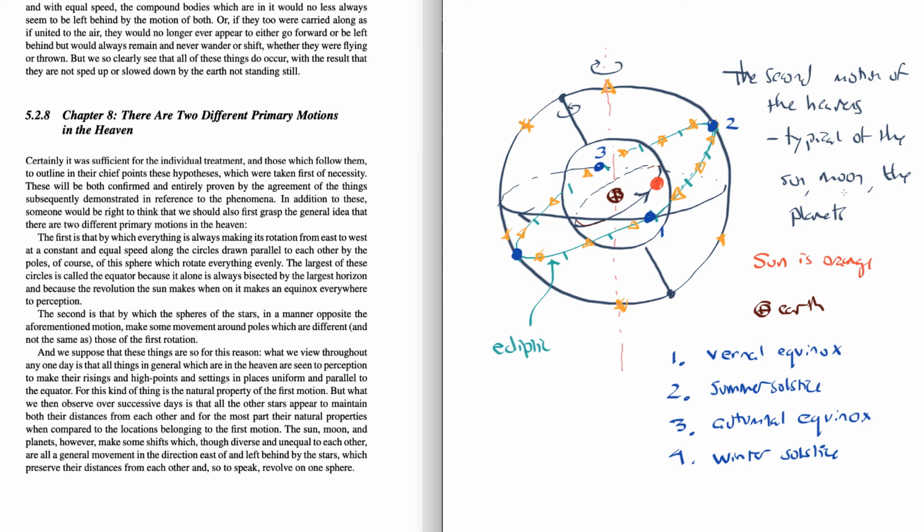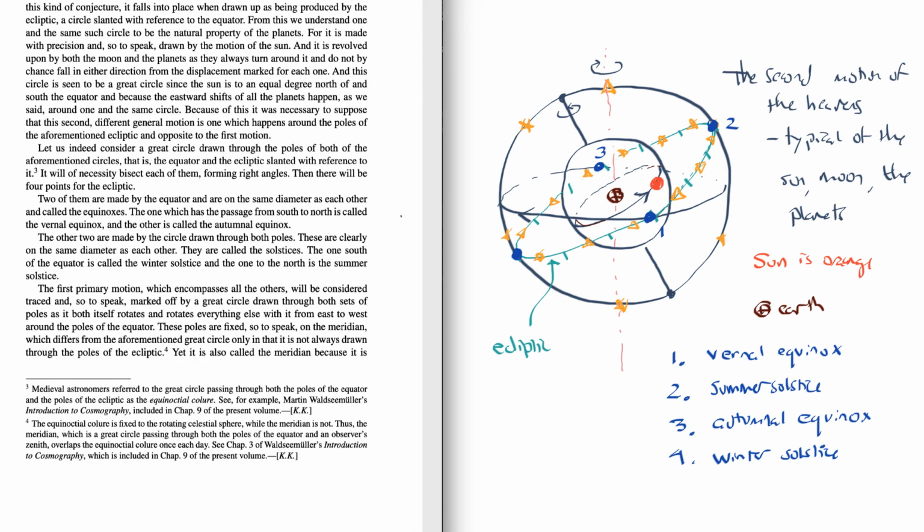Okay, so what I'm going to do now is I'm going to stop here, and in the next lecture I want to jump back into chapter 5 and discuss some of the arguments that Ptolemy provides for why he thinks that the Earth is exactly at the center of the celestial sphere.